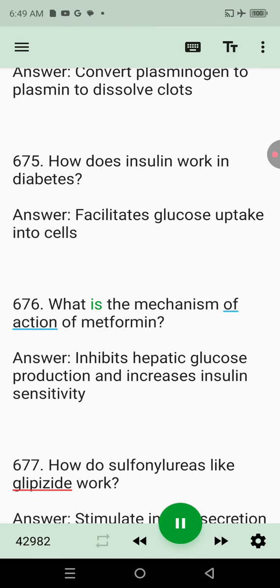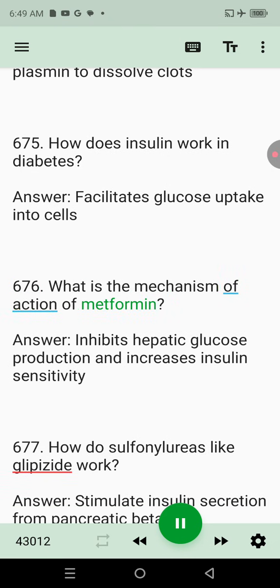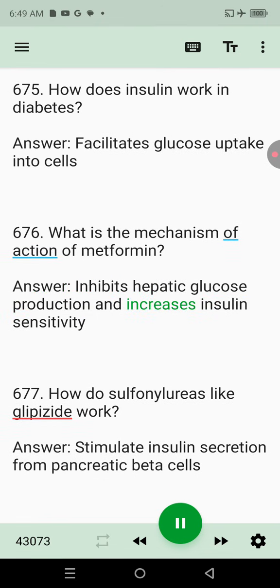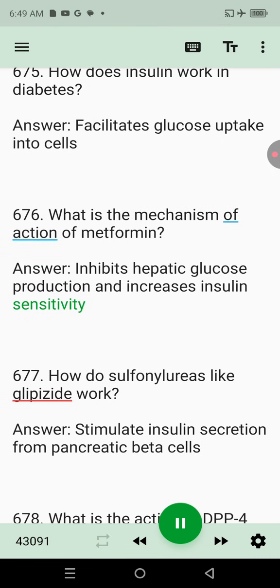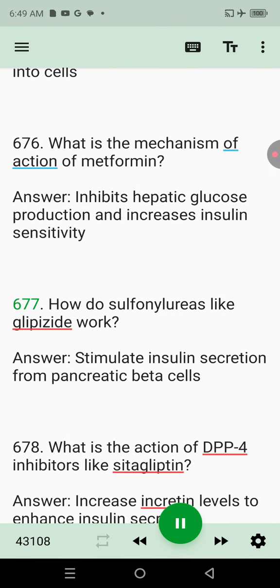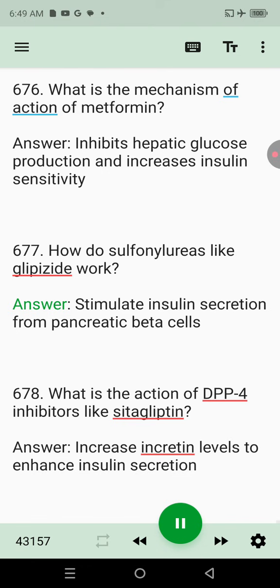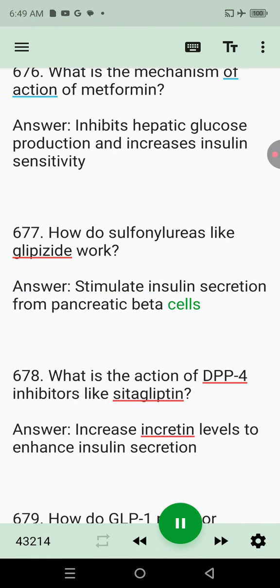676. What is the mechanism of action of metformin? Answer. Inhibits hepatic glucose production and increases insulin sensitivity. 677. How do sulfonylureas like glipizide work? Answer. Stimulate insulin secretion from pancreatic beta cells.